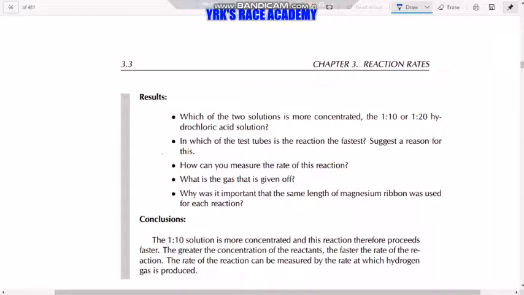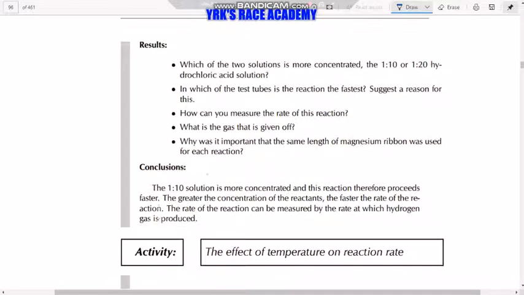The reason is that the 1:10 solution is more concentrated than the other, therefore the reaction proceeds faster. That means the greater the concentration of the reactants, the faster the rate of reaction, and the rate of reaction can be measured by the rate at which hydrogen gas is produced.